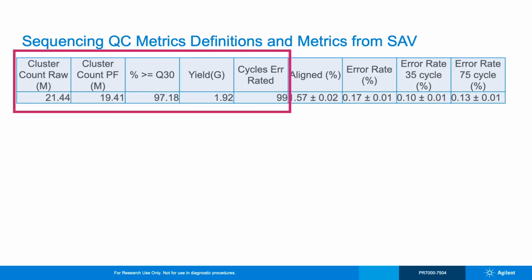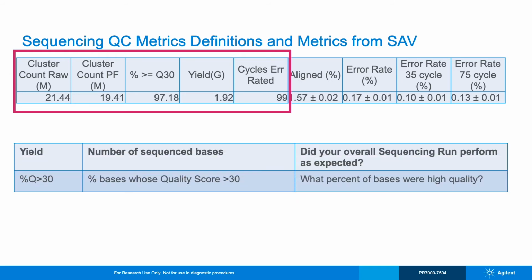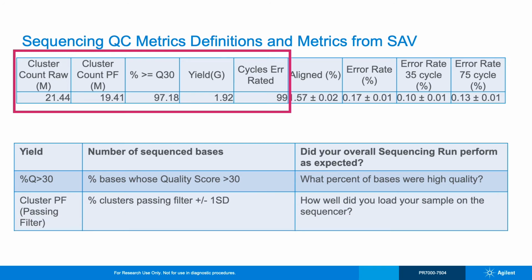The left side of the table provides us more information about the QC metrics for our sequencing run. The first is the percent of Q scores that are greater than 30. It tells us the percent of bases whose quality score is greater than 30, which is a measurement of high quality or not, corresponding to a confidence rate of 99.9% or greater. The next one is going to be the cluster count, both for the raw and the pass-fail. This tells us how well we loaded our sample onto the sequencer. If you over or underloaded, your cluster count PF will probably deviate high from your raw cluster count.